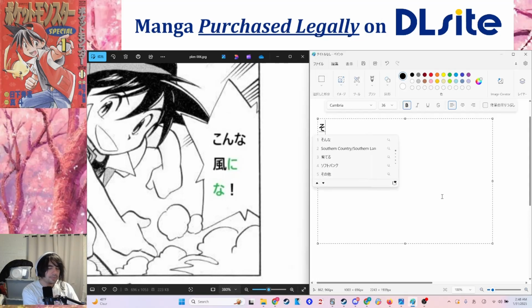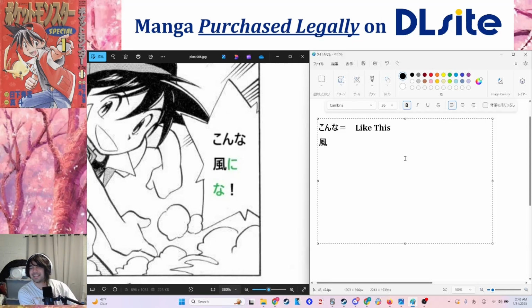We've already gone over Sonna. If you were paying attention, then you should already know what this means. It means like that. And if you were paying attention to when I was explaining the ko, so, a, do pattern, then ko, na should make sense. Instead of like that, it's going to be like this. Easy stuff. Easy start to an easy page.